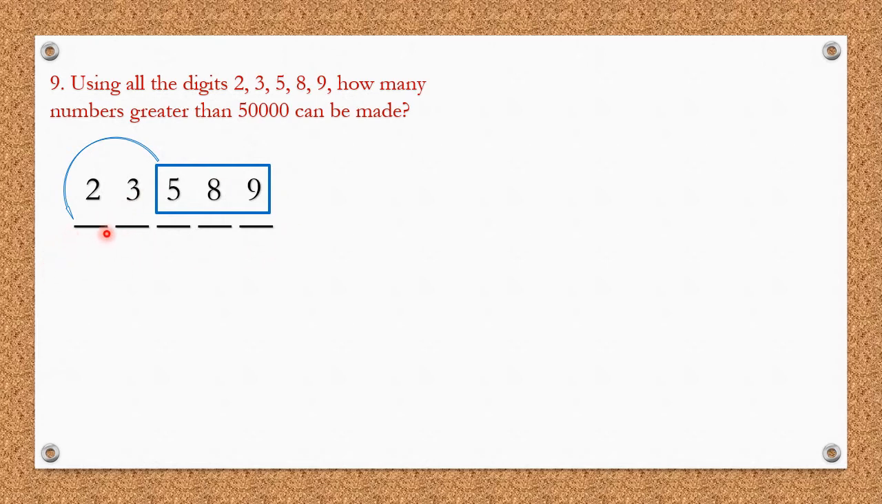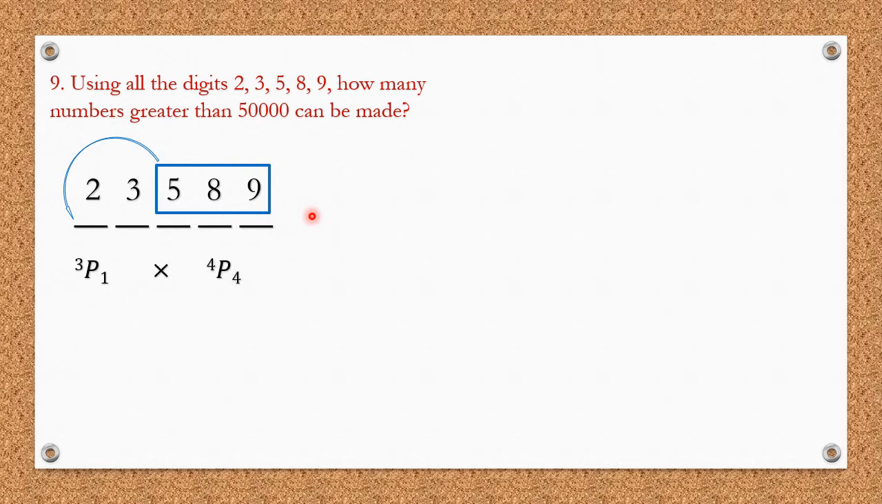The options I have for the first place are three options. I don't have five options because 2 and 3 are not applicable, since I want values greater than 50,000. So if I put 5 or 8 or 9 at the first place, I can get values greater than 50,000. So three options and any one is to be put. That means 3P1. Next, after putting one value at the first place, I will be left with four values. I'm only going to put one out of these three at the first place, and the remaining four values will be put at the remaining four places.